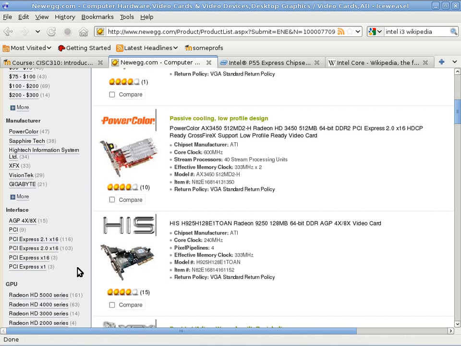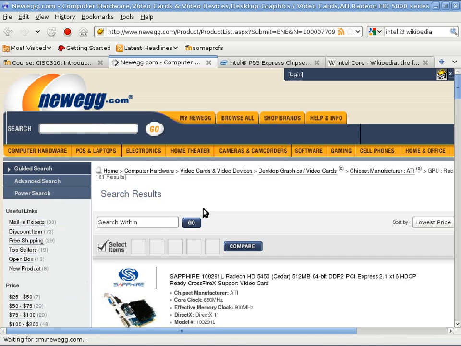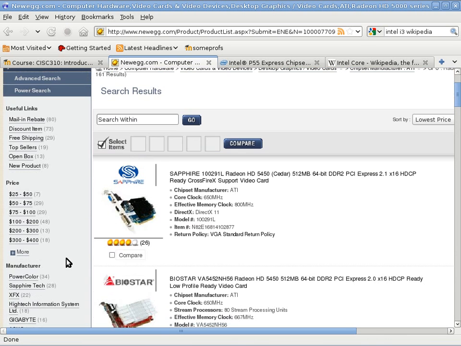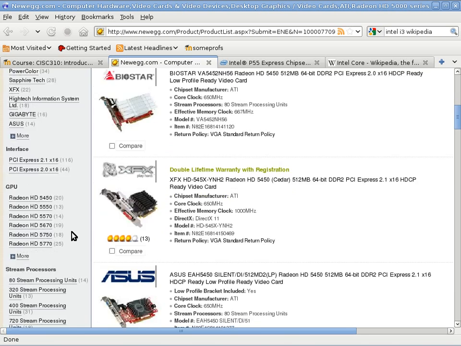PCI. That's kind of interesting. If you look at the GPU, you can see that the 5000 series is far more popular than the other ones. So we'll just go ahead and pick the HD 5000 series. And of that particular series, we can only specify 2.0 x16 lane or 2.1 x16 lane. I believe 2.1 devices are backward compatible to a PCI Express 2.0 motherboard, so that would be just fine.